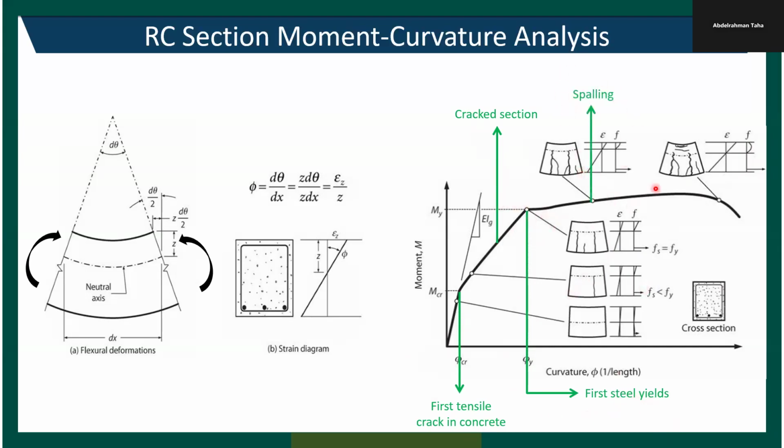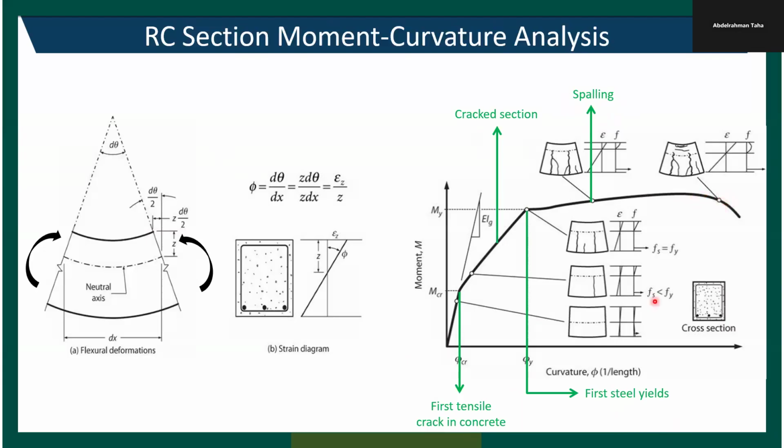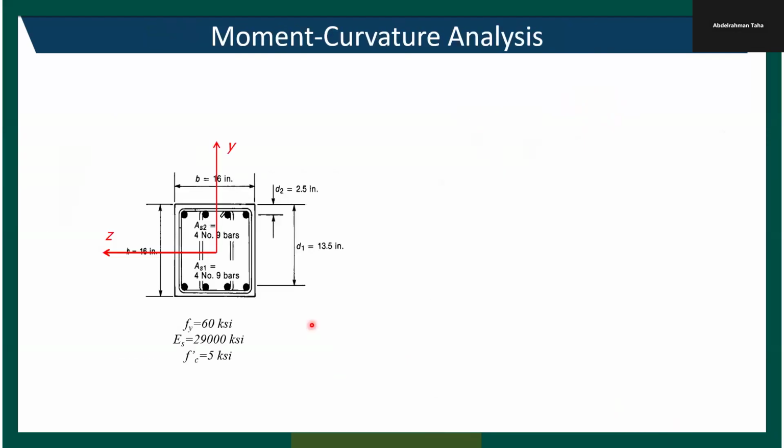And then here, we get spalling of the concrete cover. And after that, the cross section fails. Okay, in this session, this is the cross section that we're trying to model and simulate its behavior.